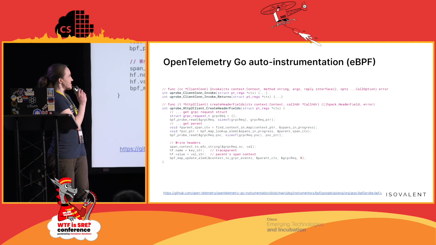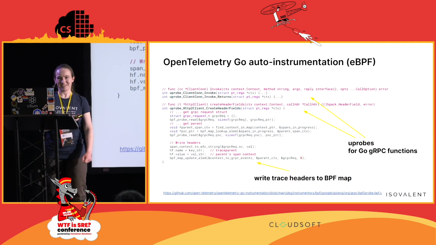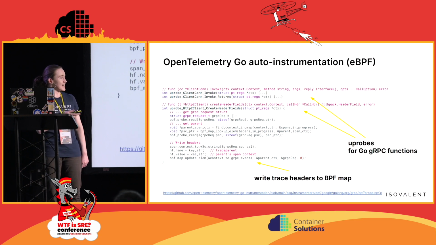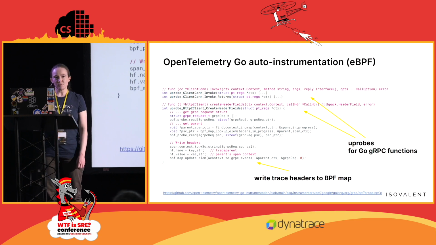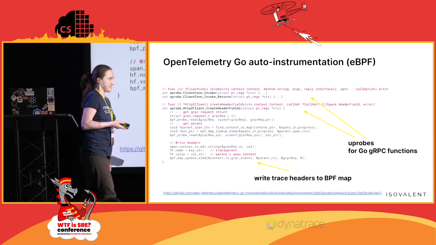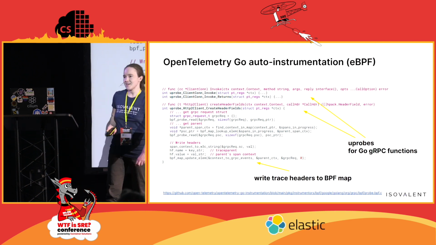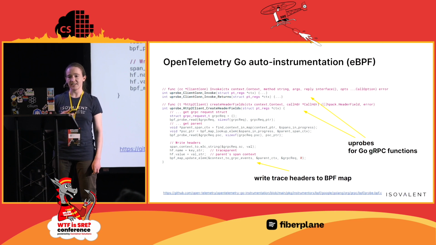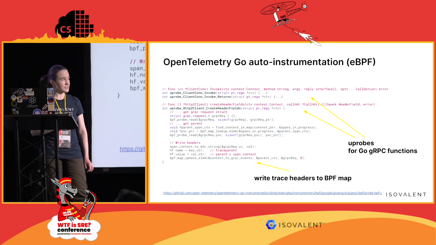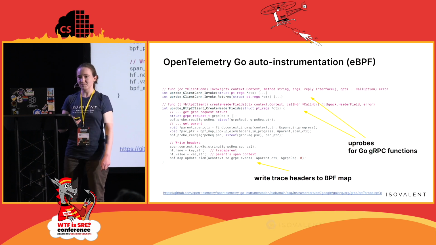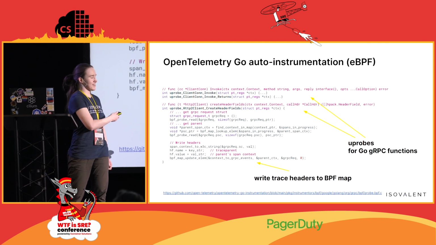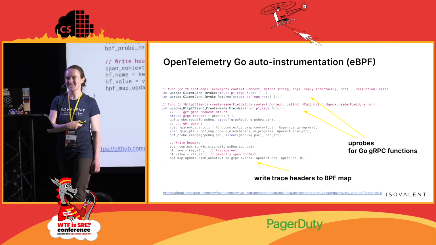This is eBPF code. Again, let's put some arrows on it. These eBPF programs are attached to uprobes. Uprobes for Go gRPC functions. And we have two eBPF programs attached here for the invoke and invoke returns user space functions. And what is going on here? This code is, again, very heavily truncated to fit it on the slide.